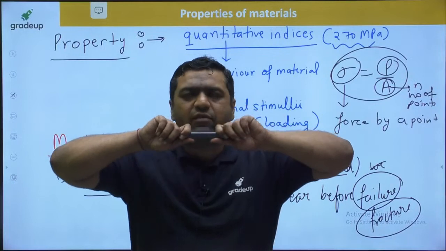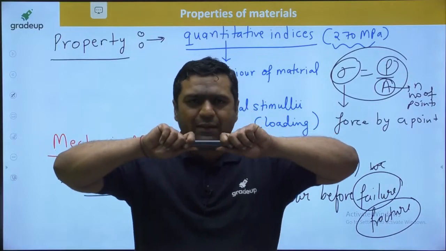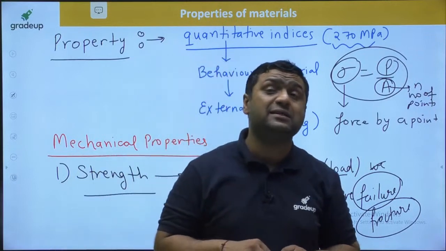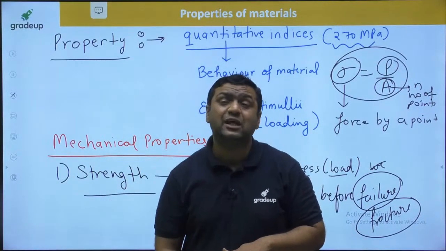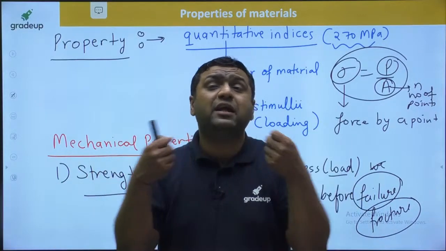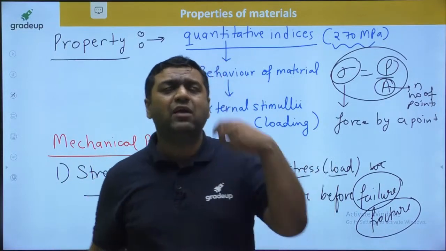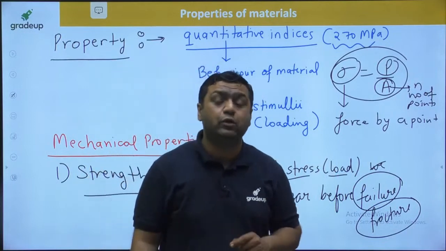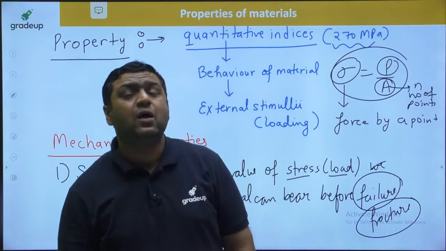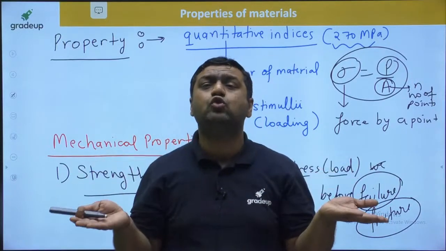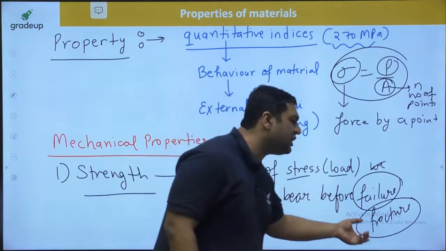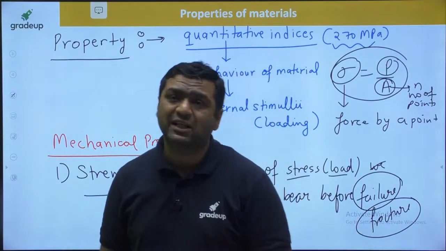So my dear, now when we will be loading it like this, obviously up to some point the body will be regaining its shape and size after removal of load. That is said to be elastic limit. After that, if you are still loading, then some permanent deformation will be coming into the body. Once the permanent deformation is entering into the body, it is said to be failure. And after failure, when this body is going to be divided into two parts, it is said to be fracture. So the stress associated with fracture is said to be ultimate tensile strength.